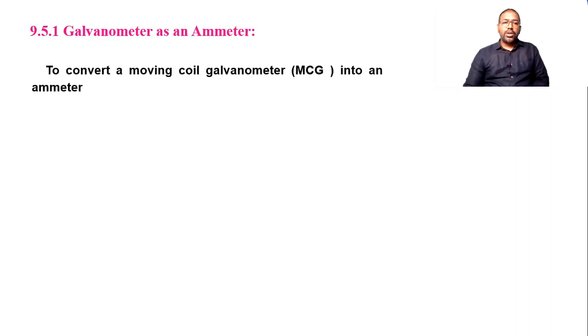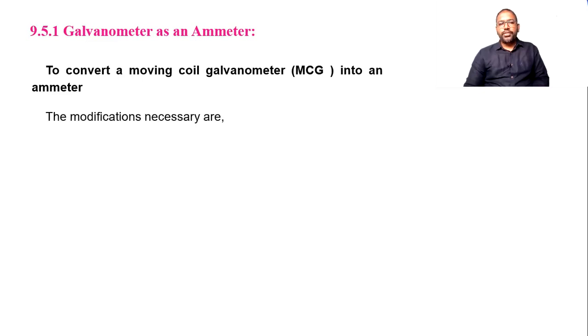Now here, to convert a moving coil galvanometer, or galvanometer basically. So why is it called a moving coil? Because the coil is moving between the two poles of the magnet. So it is called a moving coil. One more type of galvanometer is there, but that we are not covering here. We have to cover moving coil only. So this moving coil galvanometer, we have to convert into an ammeter.